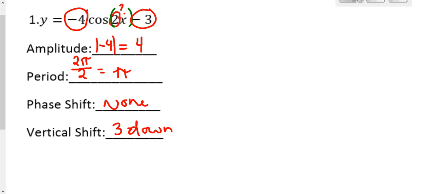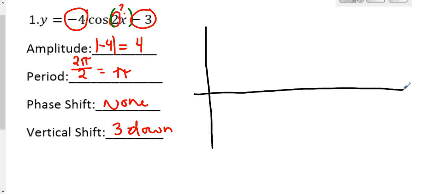From here, we sketch a graph, so we're going to have to make our own x and y axis. While we're doing this, we'll go ahead and accommodate for the period. So it's going to start at 0 because there's no phase shift, and it's going to go out to pi.